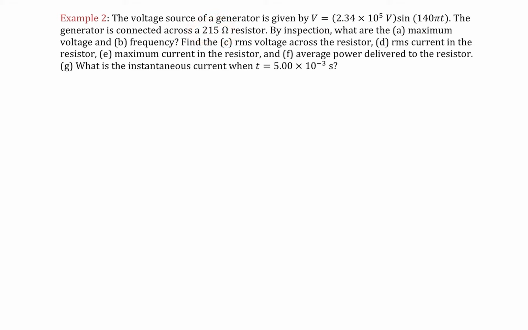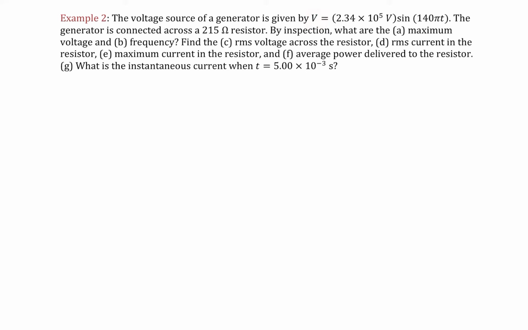By inspection, what are the maximum voltage and the frequency, and then find the RMS voltage across the resistor and RMS current and so on. So let's start with inspecting it and finding the maximum voltage. I say inspection because we just want to look at this function and recognize what we're looking at here. Now this function should look similar to functions for waves and harmonic oscillators. They're expressed in a very similar way, right? Except then it would probably be displacement or velocity or acceleration. That would be your time-dependent function.